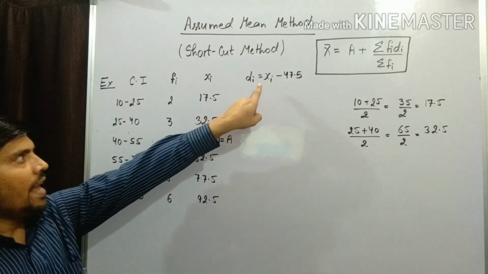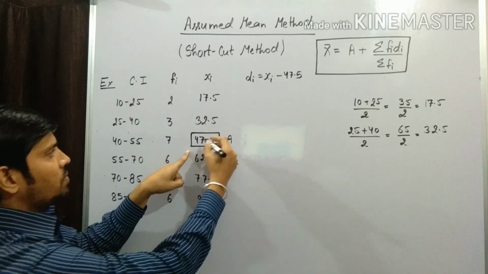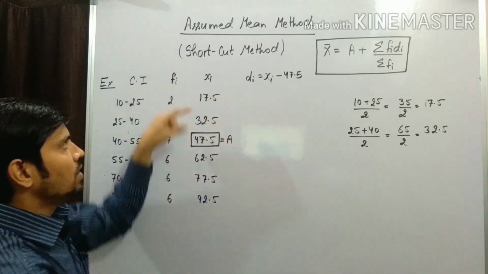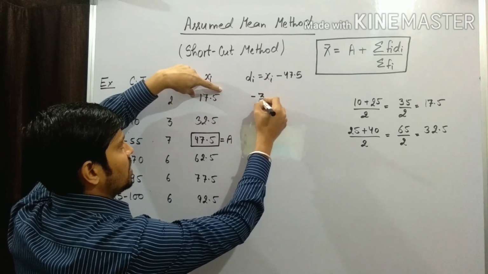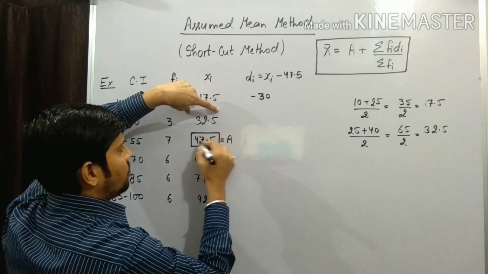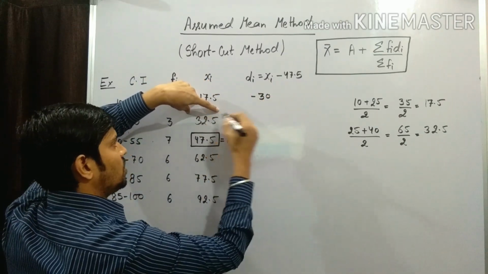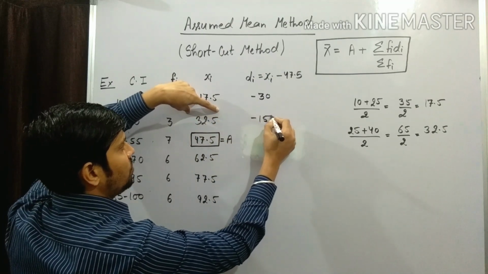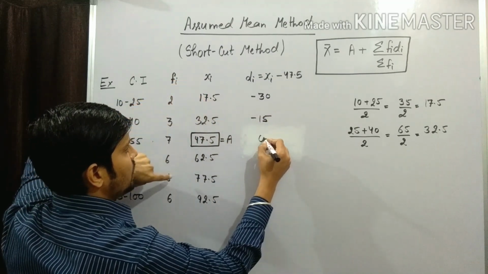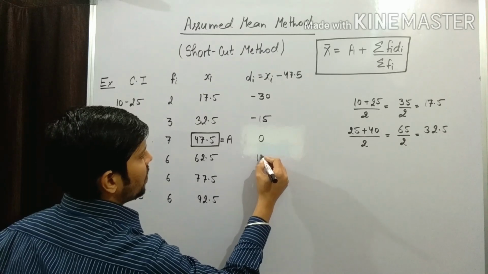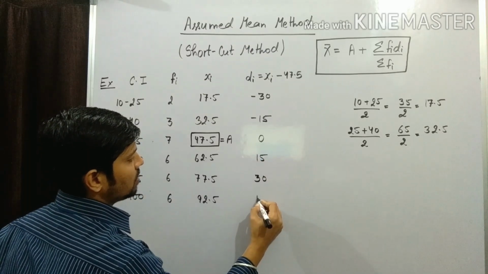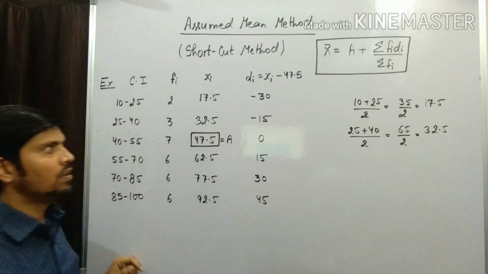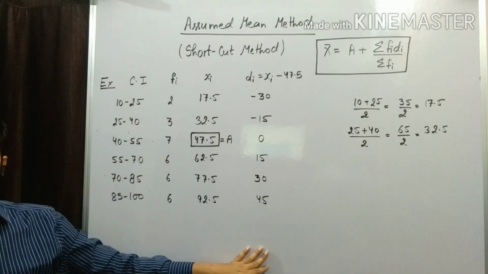Now xi minus a. We subtract 47.5 from 17.5, and the answer will be minus 30. 47.5 subtracted from 32.5 is minus 15. This will be 0. Similarly, in this manner, we determine all the values: 15, 30, and this will be 45. So we have all the di's now.